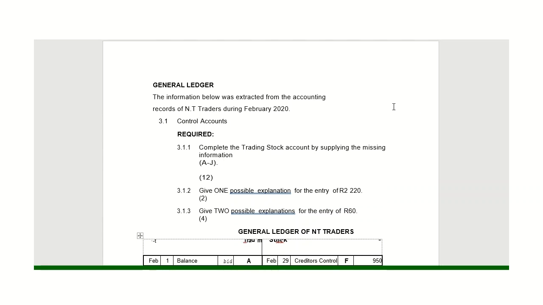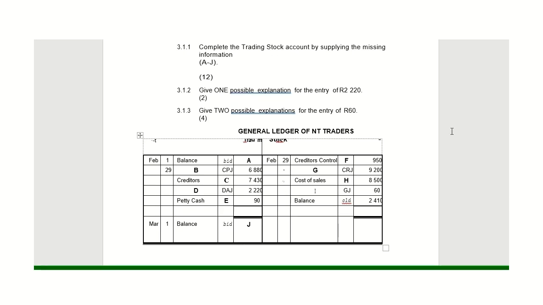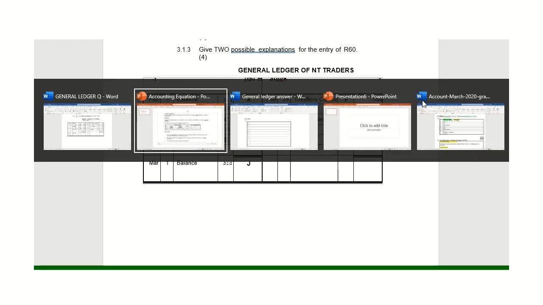Today we're going to look at a different way that they can ask the general ledger, and more specifically the trading stock account. They give you the trading stock account and they leave out certain information. This is the trading stock account, not so clear up there, but it is. And you've got to put in the missing items on the general ledger. Now this can be a bit more complicated for some, but let's look at how we can do it.